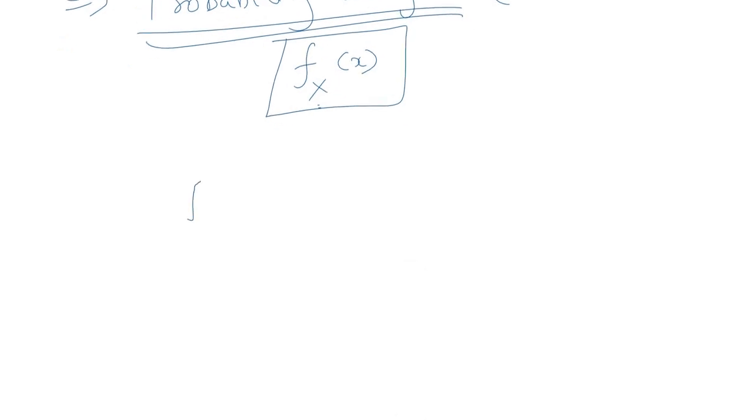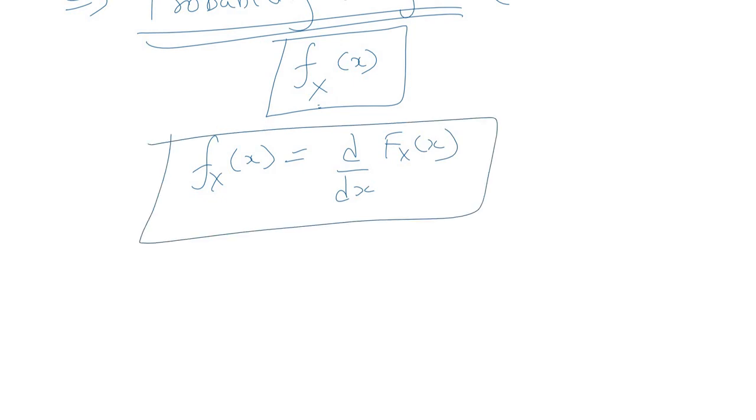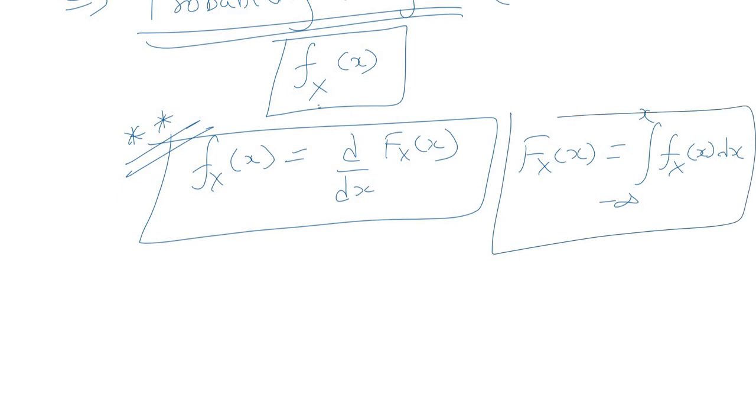The PDF of any random variable x is nothing but the derivative of the CDF. PDF is nothing but the derivative of CDF. Very important expression. And vice versa, the CDF is nothing but the integral of the PDF. Very important two expressions, the relationship between the PDF and the CDF, and this is how we define a PDF. It is nothing but the derivative of the cumulative distribution function.